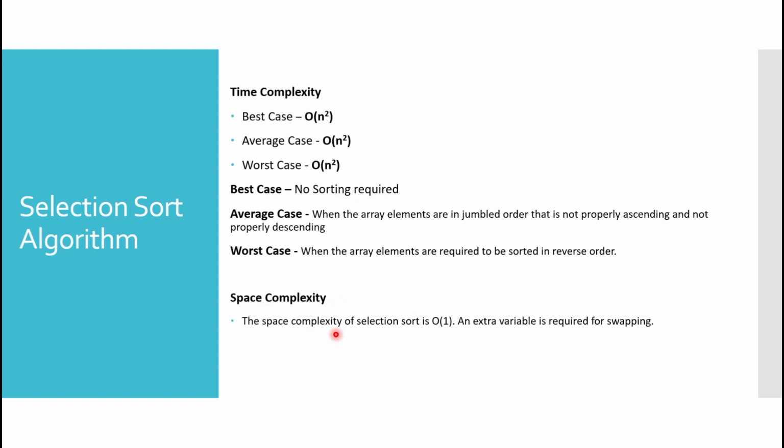Coming to space complexity, it is order of one. For swapping the elements, I need to use one temporary variable, so that makes the space complexity order of one. Now let's see a sample example from programming, and how it is going to work.